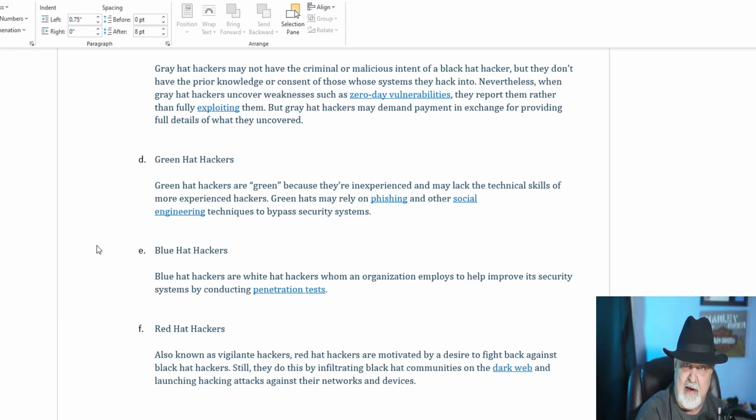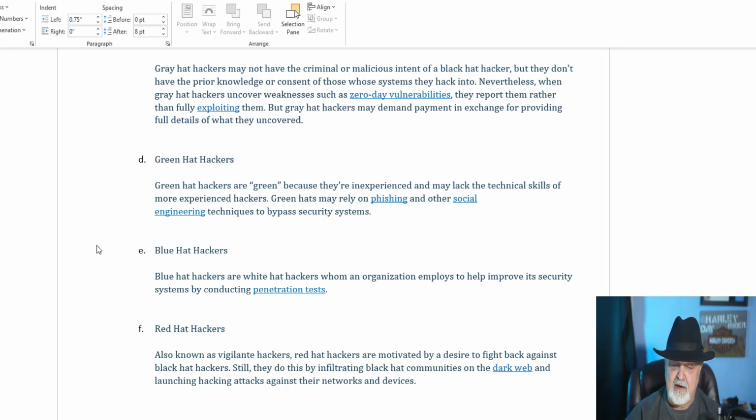Whereas the blue hat hacker would be, I would go into the company, they would hire me full time, and I would go into the office every day and check the systems from the inside as I'm working for the company. So that's a blue hat hacker.